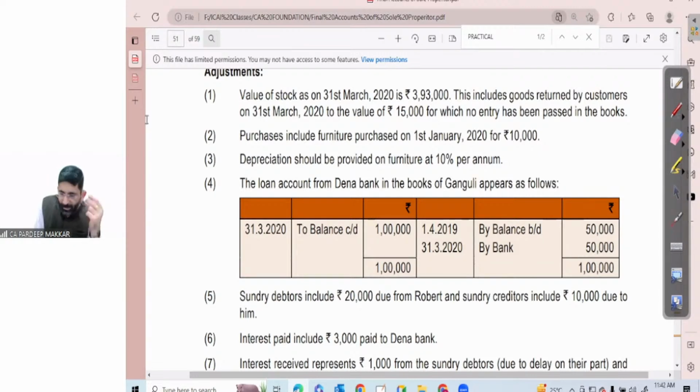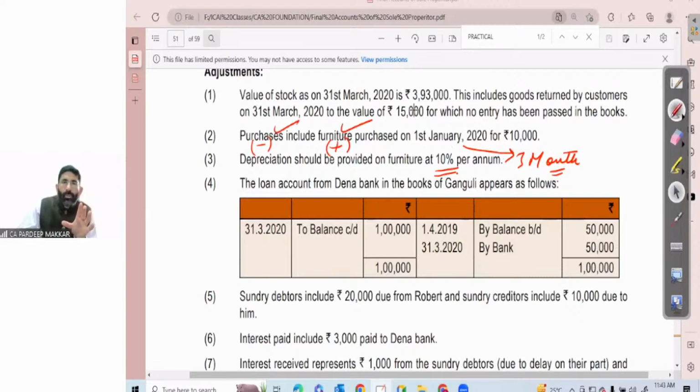Do it fast. Very simple treatment. Everyone should understand this: it will be deducted from purchases in the trading account and added to furniture on the asset side of the balance sheet. Simultaneously, depreciation will be entered accordingly. While charging depreciation, let it be very clear that on this particular asset only 3 months of depreciation will be charged, because it was purchased on 1st January 20. So keep these treatments in mind.